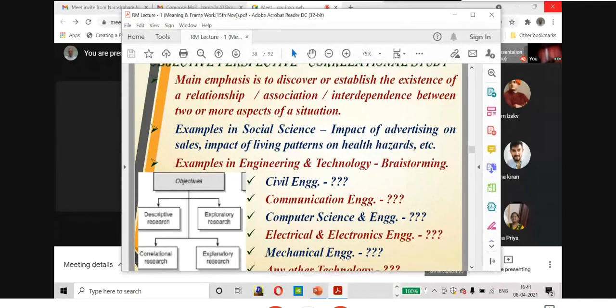So you are correlating. If you increase this, whether the other thing is increasing or decreasing. Whether the increase or decrease is linear or parabolic, first degree, second degree or third degree, what? So that is the correlation. Correlation means one parameter is varying and that impact is observed in another parameter, and what exactly is happening, how it is happening. So that is the correlation between two things.